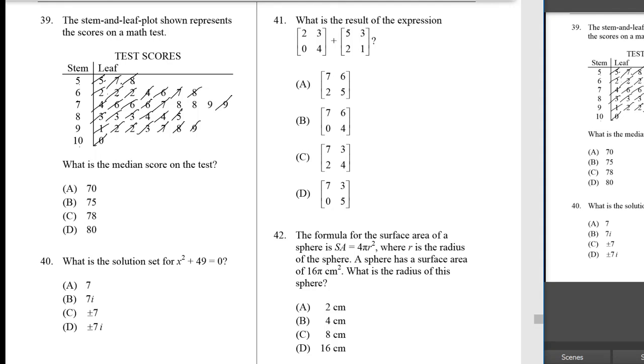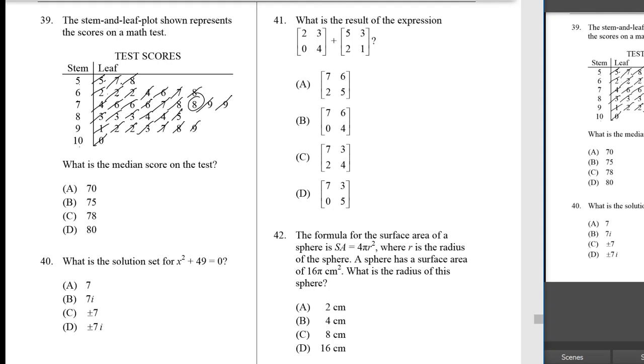Boom, boom. I believe you should get 78. 39 times 2 is 78. Okay, now we did it that way. It can get a little confusing. The other way to do it is just to count and divide by 2.